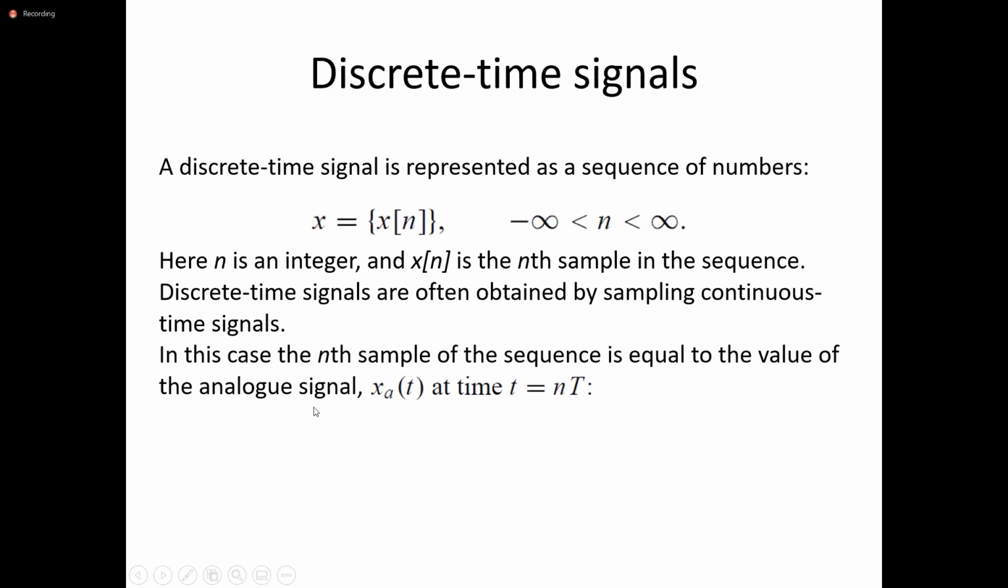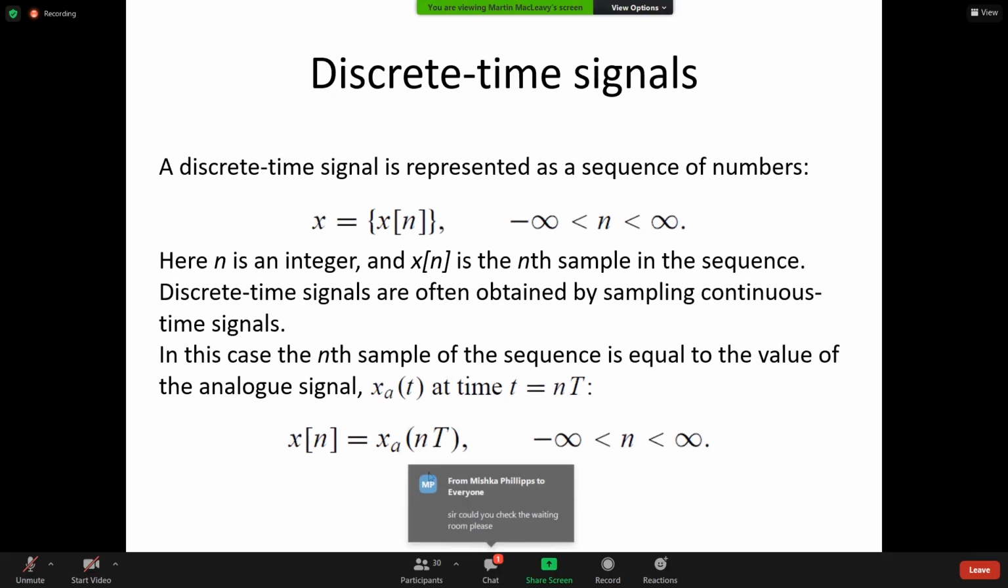Now, the nth sample of a sequence is equal to the value of the analog signal that is being sampled at time t equals nT. We will look at sampling as we go along a bit further. Therefore, we could also write x[n] is equal to xa(nT), where xa is the analog signal, n is the index number, and T is the sampling period.